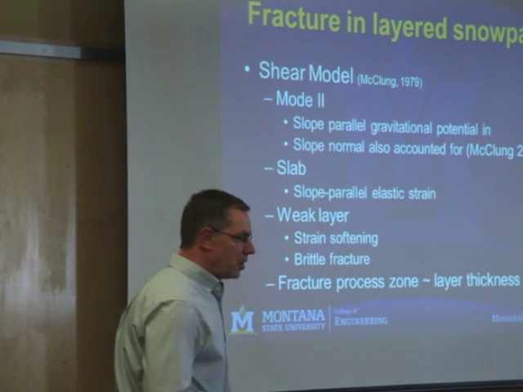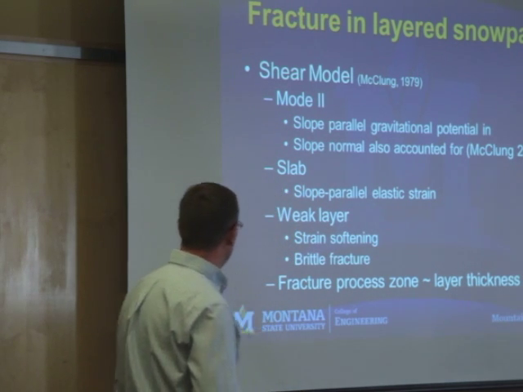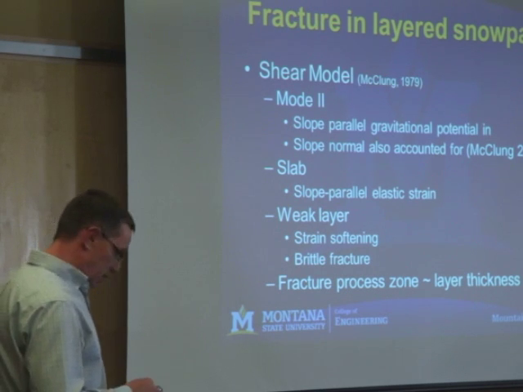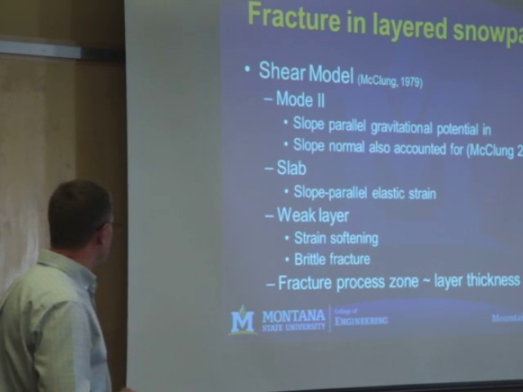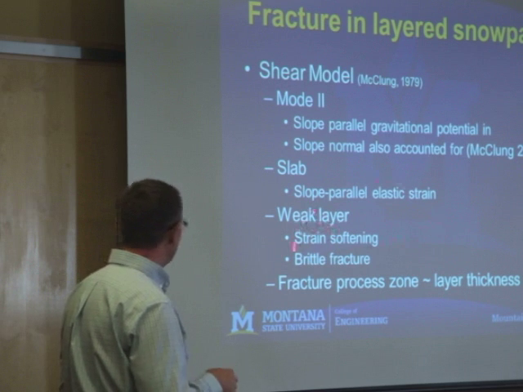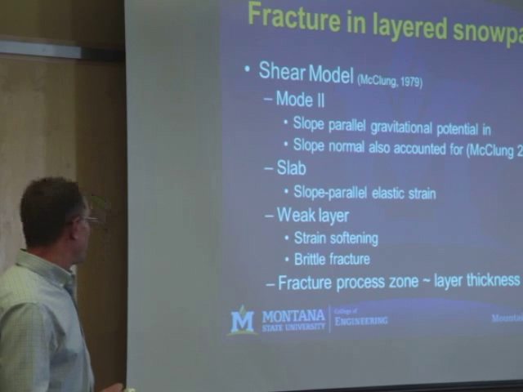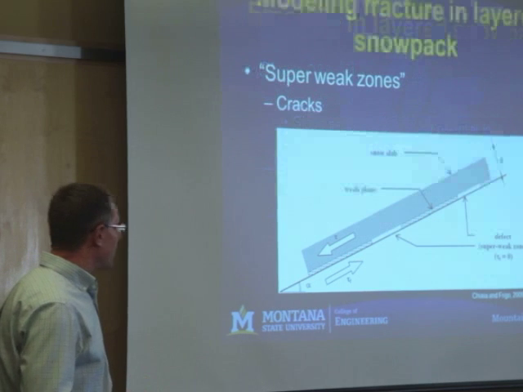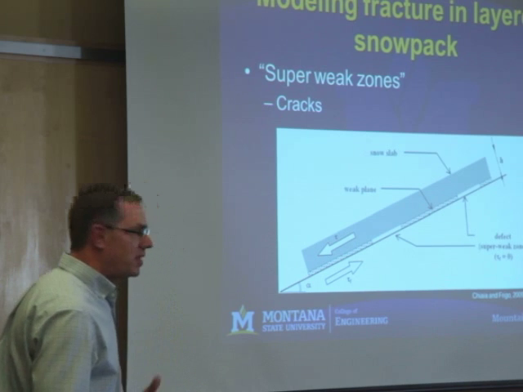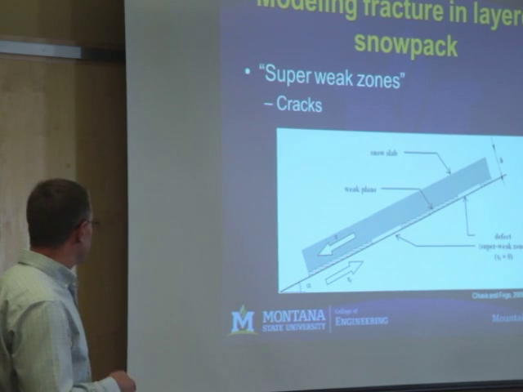I think everyone's familiar with, since the 70s, the McClung approach with shear, what's called a mode 2 shear failure. In recent years, he's also taken into account the slope normal. He includes a lot of elastic things there, strain softening, but then assumes a brittle fracture. I think everyone's familiar with that. That's been around for a long, long time, and he's made some recent modifications to it. Dave McClung's done some really fantastic work.